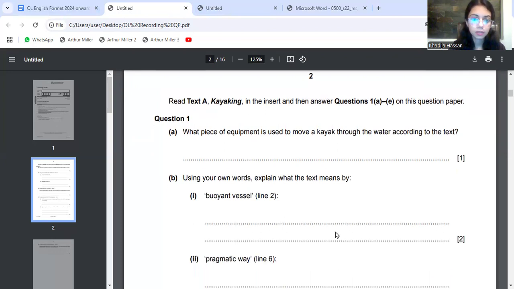Now that we've read the insert, we can go and answer our questions. What piece of equipment is used to move a kayak through the water according to the text? And this is for 1 mark. This is going to be a very straightforward answer. You just need to pick it out from the text and put it here. And that should get you your mark.